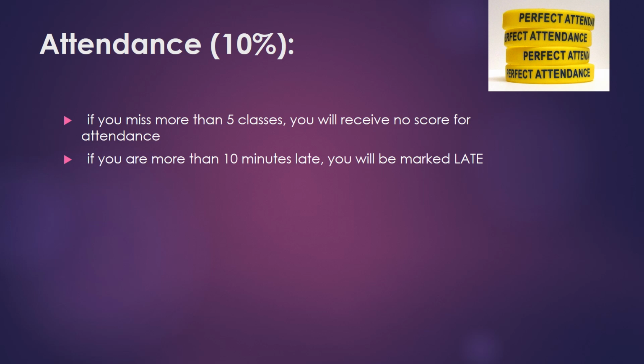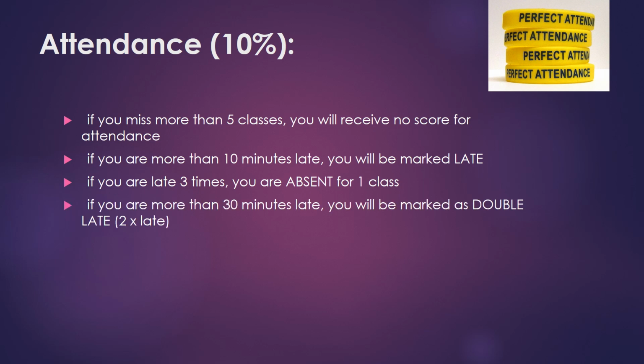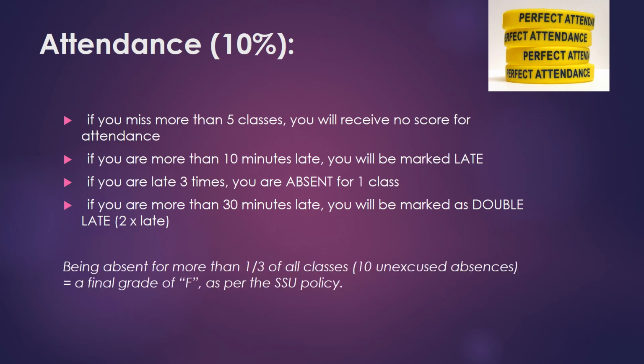If you are 10 minutes late, I will mark you as late. If you are late 3 times, that is an absent. And if you are super late, 30 minutes late, you get marked double late. So 3 lates is 1 absence. 1 absent is minus 2 points. And the university's rule is if you miss 1/3 of all your classes, then that would be a fail.